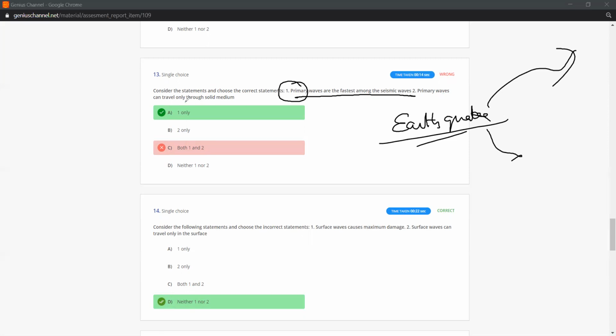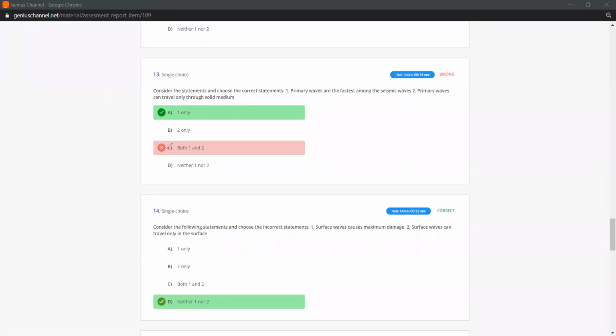The statement "primary waves can travel only through the solid medium" is wrong. Primary waves can travel both in liquid as well as solid. It is the S waves, that is secondary waves, which can travel only through the solid medium. So here the answer should be one only. That statement is wrong.